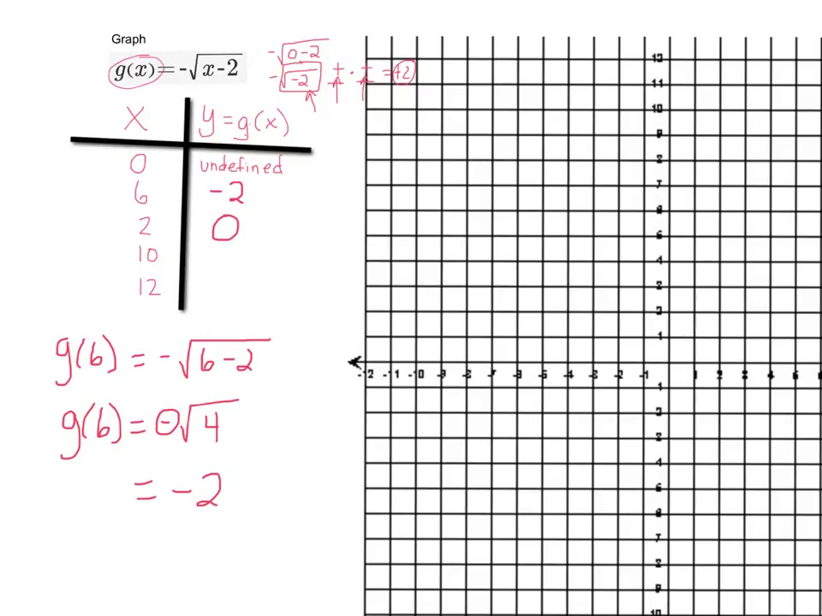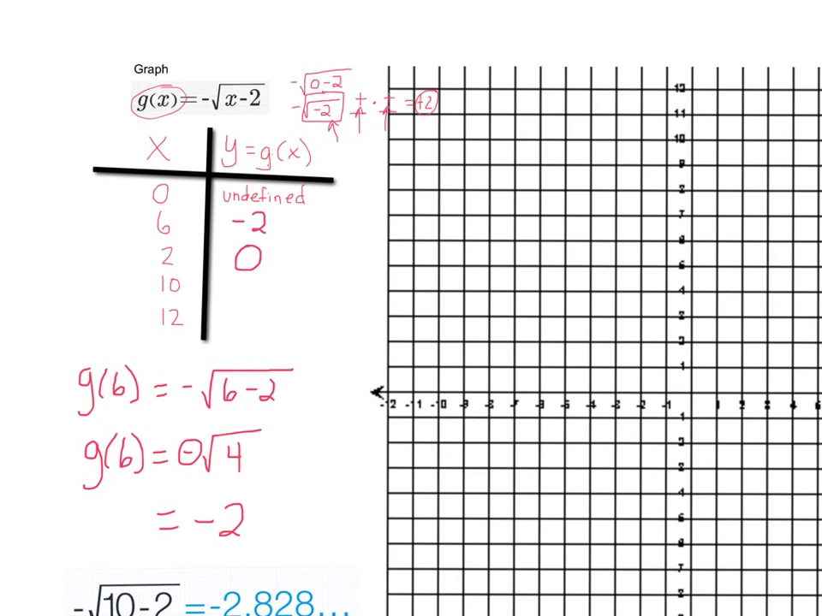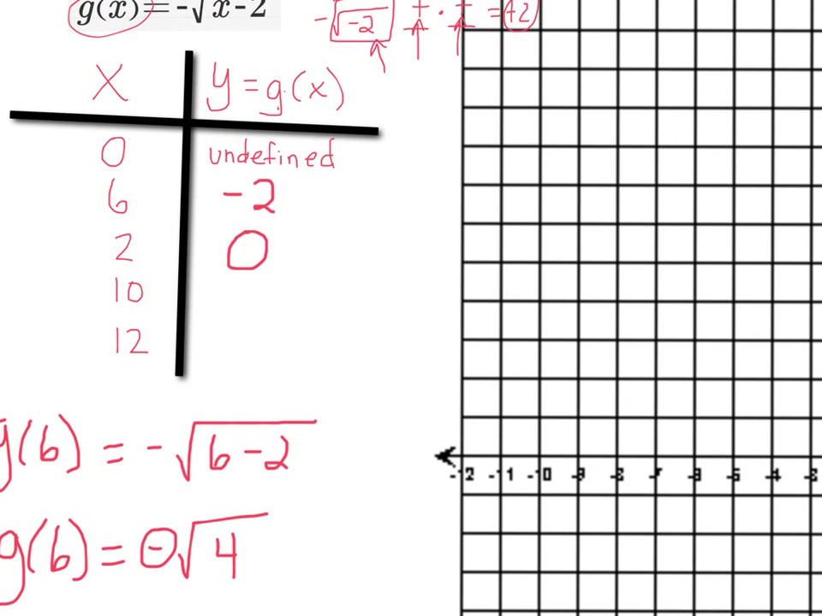For 10 and 12, I'm going to use the calculator, so I'm going to plug 10 in. You can see I did the function negative square root of 10 minus 2, and my calculator told me my output is negative 2.828. So let's call that negative 2.83. I'm going to go to my t-chart and put my output as negative 2.83.